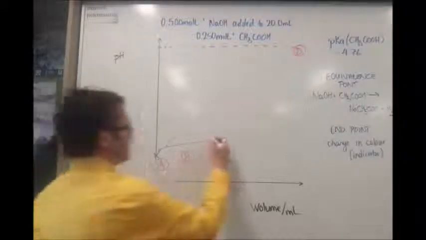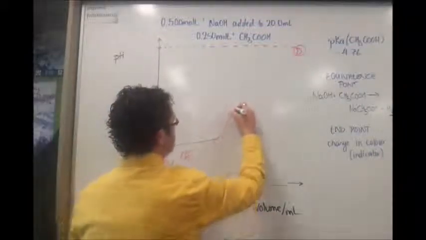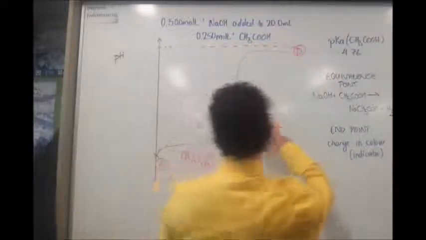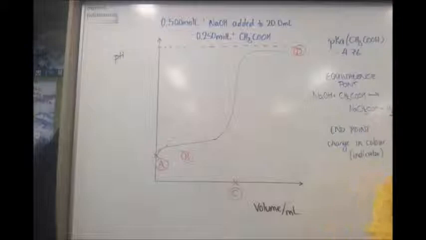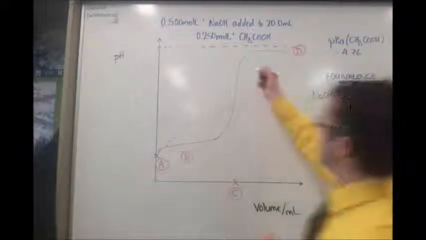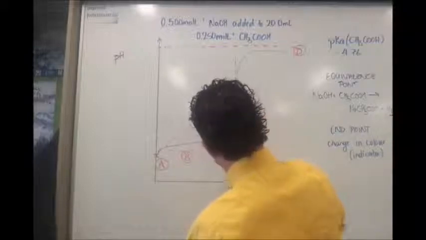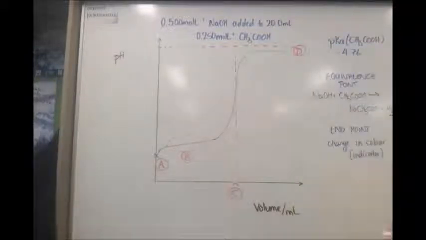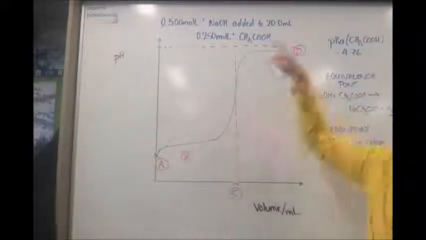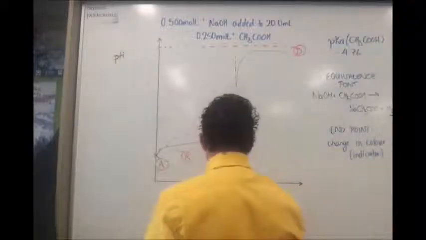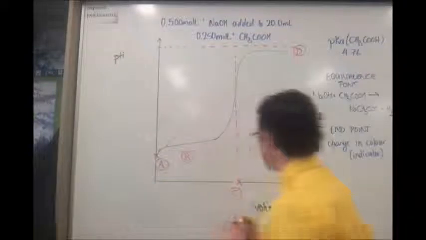So it dramatically changes pH and then approaches D. And if I've done my sketch correctly, which it looks like I haven't quite, but it's close enough, the steepest part of that sudden change in pH will be our equivalence point. So I'm just going to move that, and it'll be a little bit of a cheat. Move C to there.